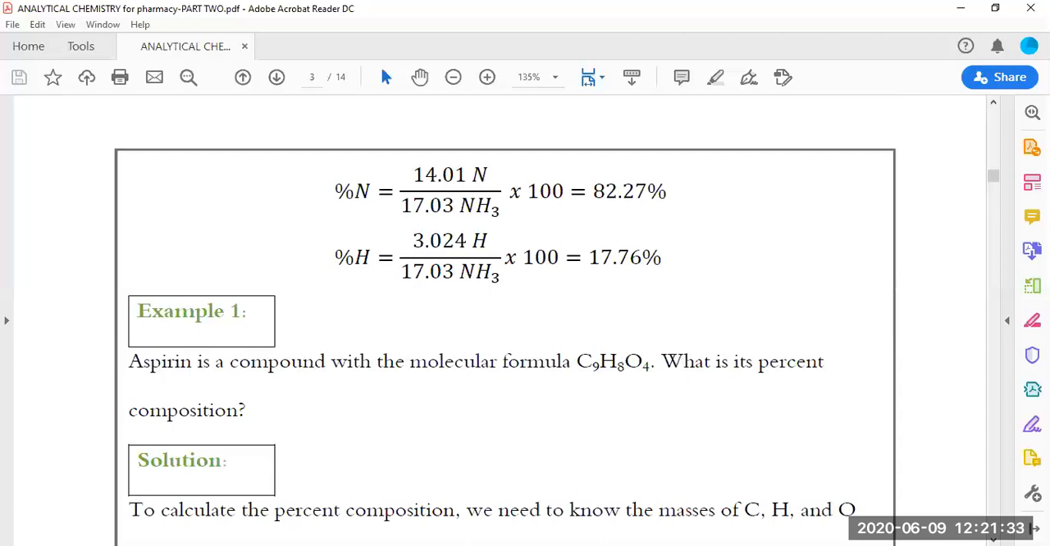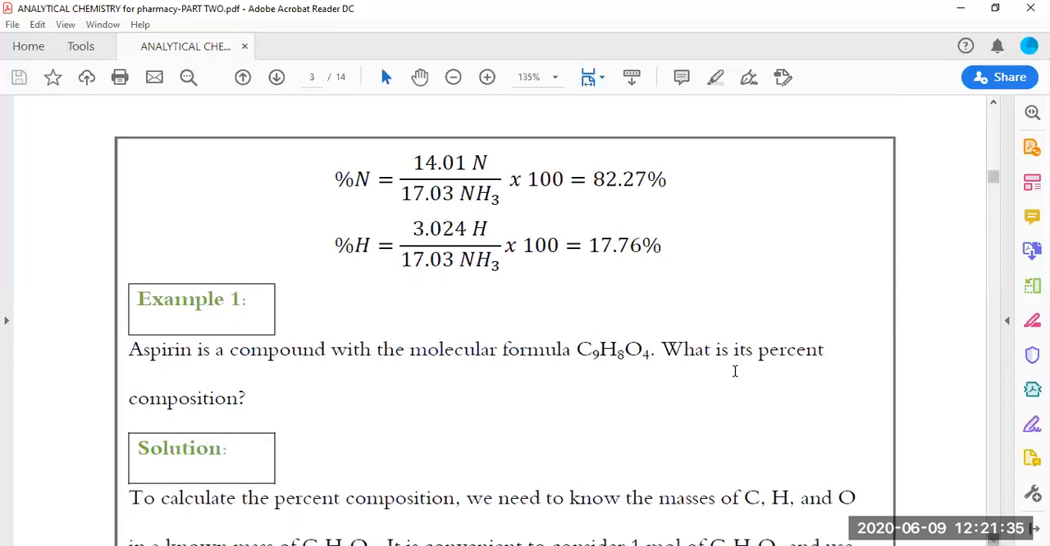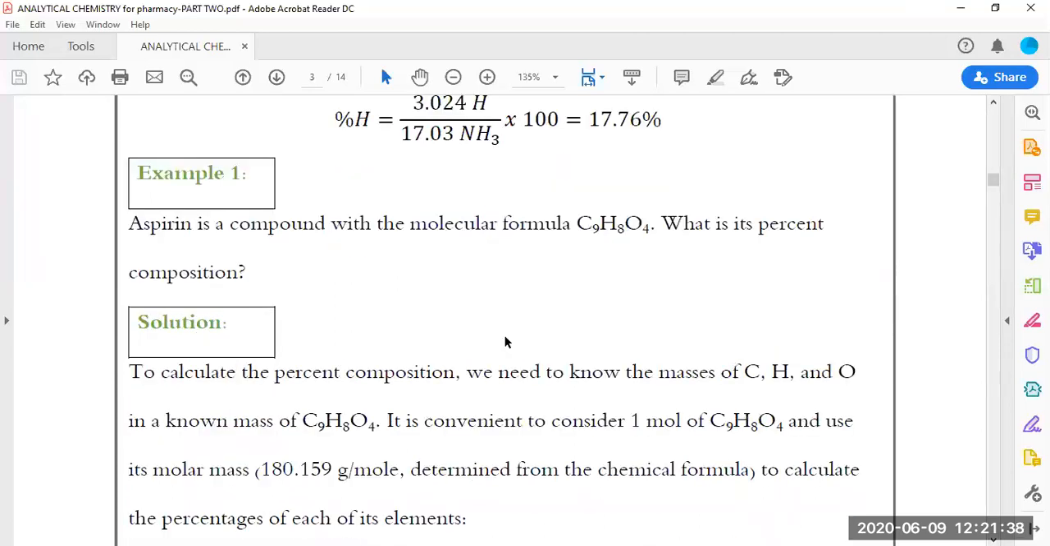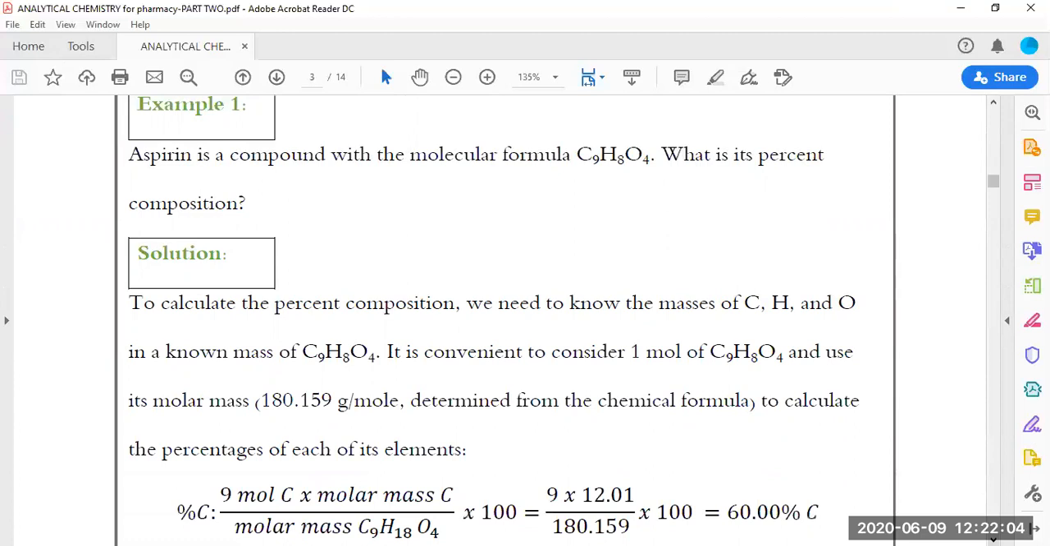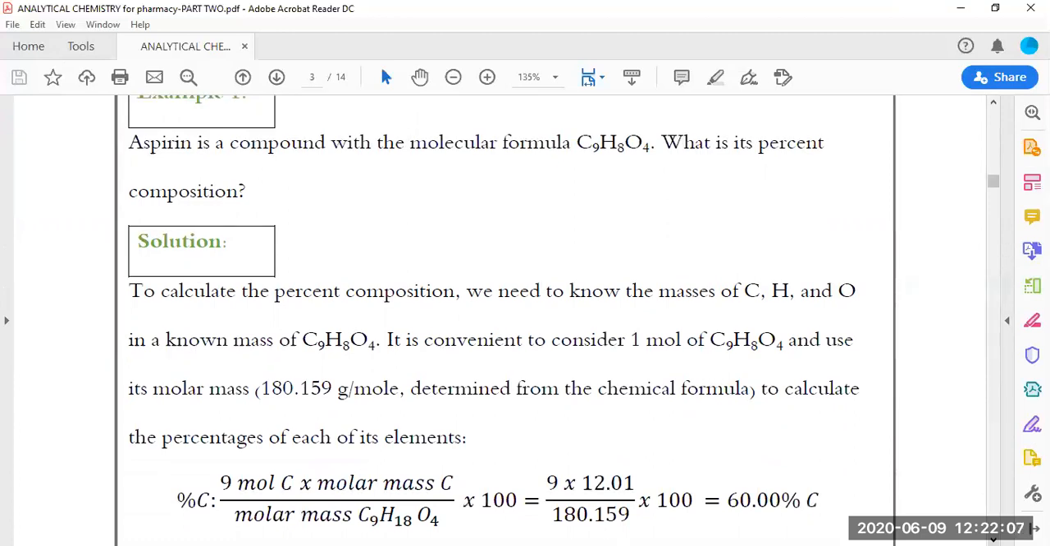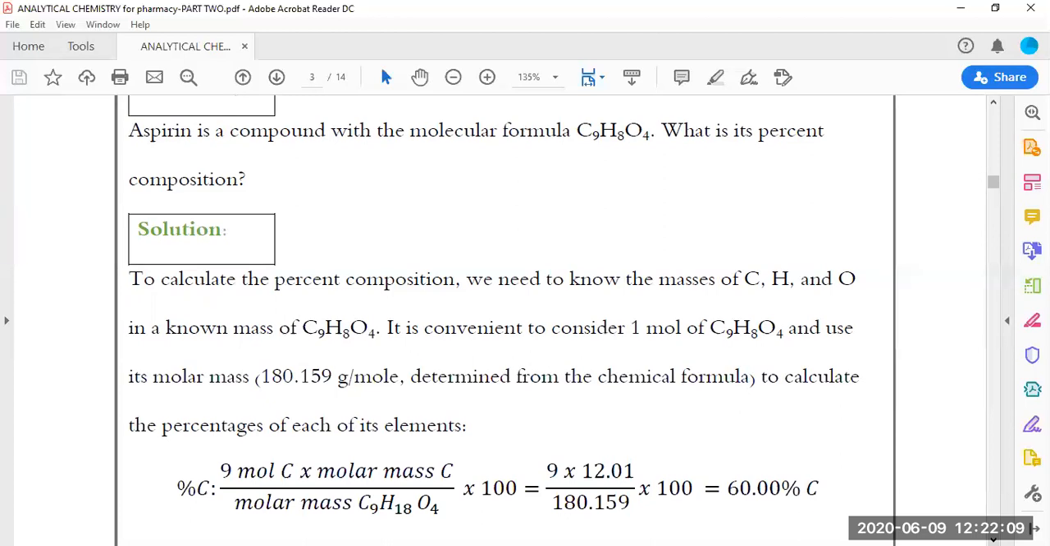Let's take another example. Example number 1 says aspirin is a compound with the molecular formula C9H8O4. What is its percent composition? When I say what is its percent composition, it means you have to calculate carbon, and you have to calculate hydrogen, and you have to calculate oxygen as well. Again, it's easy, similar to what we did with ammonia just now, but in this case we have 3 elements instead of 2. You have 9 carbons, and you have 8 hydrogens, and you have 4 oxygens. That's the way we do it.